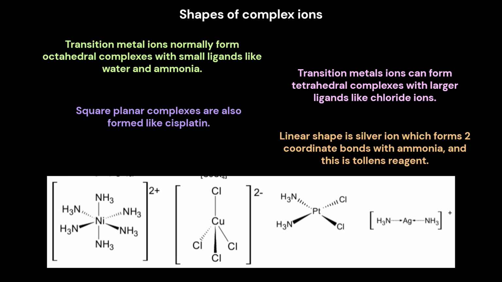Transition metal ions normally form octahedral complexes with small ligands like water and ammonia. Transition metal ions can form tetrahedral complexes with larger ligands like chloride ions. Square planar complexes are also formed, like cisplatin. A linear shape is the silver ion, which forms two coordinate bonds with ammonia, and this is Tollens reagent.